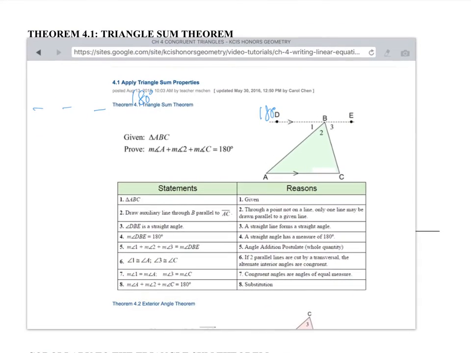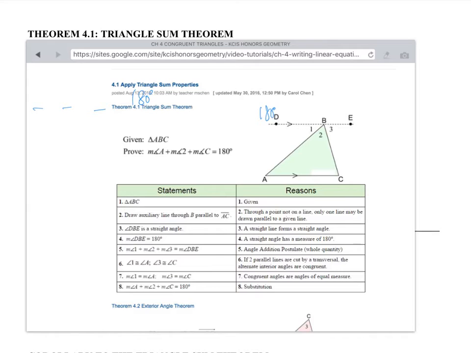So here's a proof from my website. The first step would just be to state the given triangle ABC. And then the second step would be to draw an auxiliary line through point B parallel to segment AC. And then we can say that DBE is a straight angle. And if it's a straight angle, then the measure of it must be equal to 180 degrees. And then we can state that measure angle 1 plus measure angle 2 plus measure angle 3 is equal to measure angle DBE.